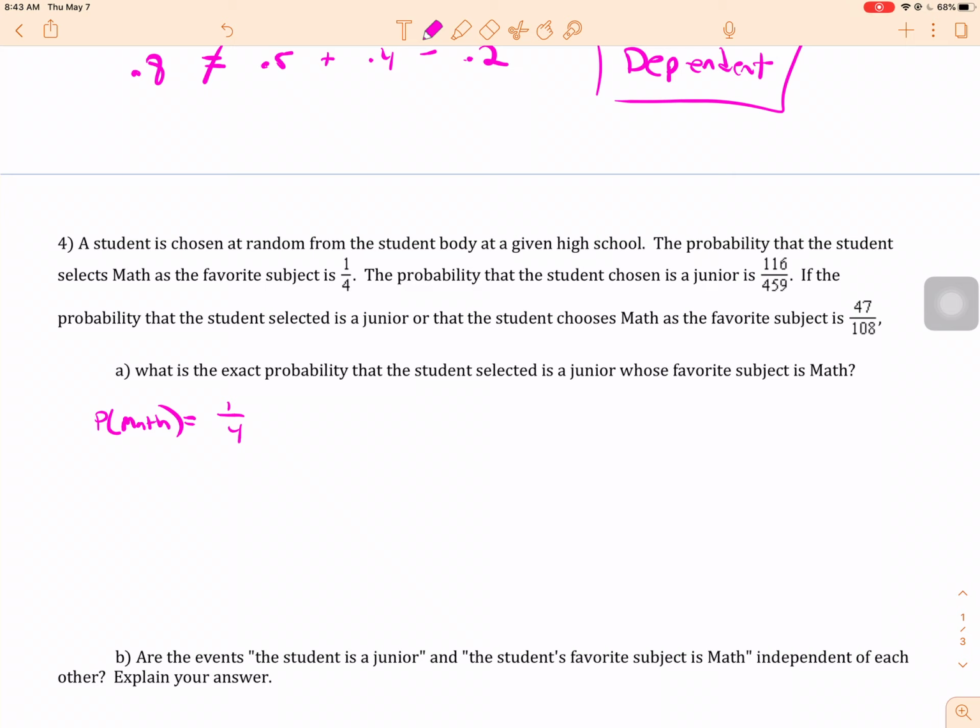The probability that the student chosen is a junior is 1/16 out of 459. And the probability that the student selected is a junior, or that the student chooses math as a favorite subject, is 47 out of 108. So the probability that math is their favorite, or they're a junior, is 47 out of 108. What is the exact probability that the student selected is a junior whose favorite subject is math?